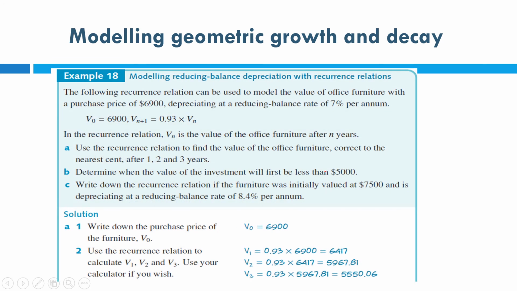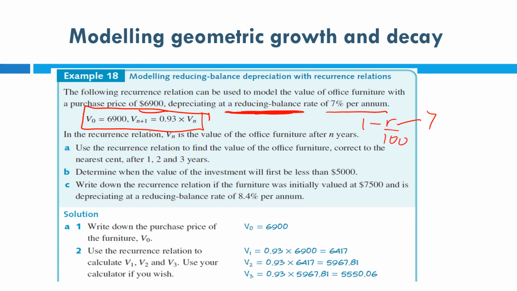Example. The following recurrence relation can be used to model the value of office furniture with a purchase price of 6,900, depreciating at a reducing, I always underline reducing balance so I know what I'm doing, at 7% per annum, and they've given it to us right there. Again, where did the 0.93 come from? 1 minus little r on 100, and in this situation that was 7. So when you do that, you get 0.93. So then it goes on again in the recurrence relation.